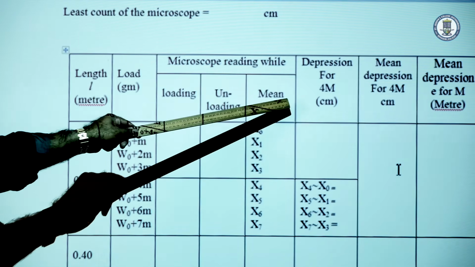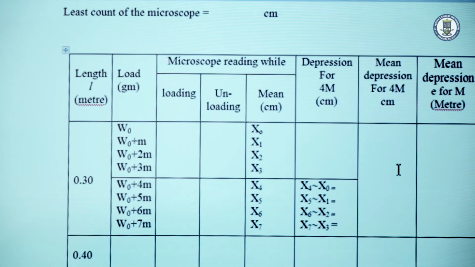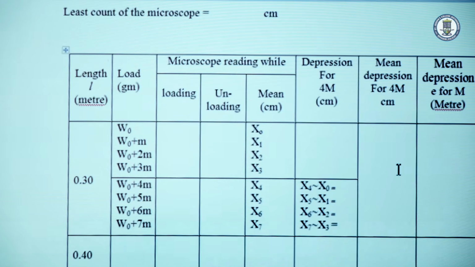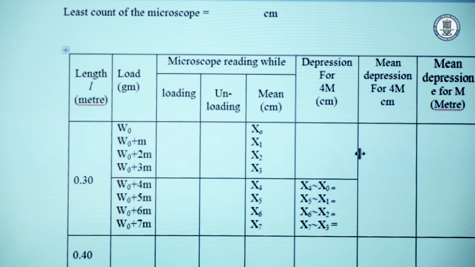That gives a shift for 4M. Similarly, x5 difference of x1, x6 difference of x2 and x7 difference of x3. All these give the depression for a load 4m. From that we can calculate the mean depression for 4m, and in the next column we are calculating the depression for m. That means depression for 4m divided by 4 gives the depression for m, and that is E.